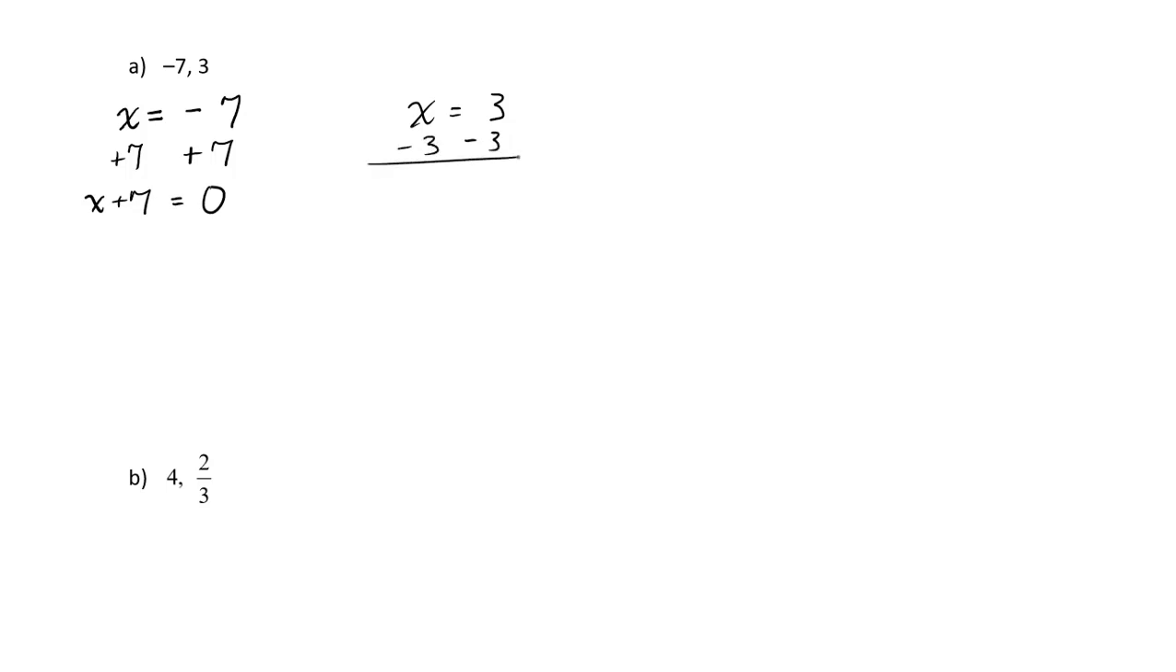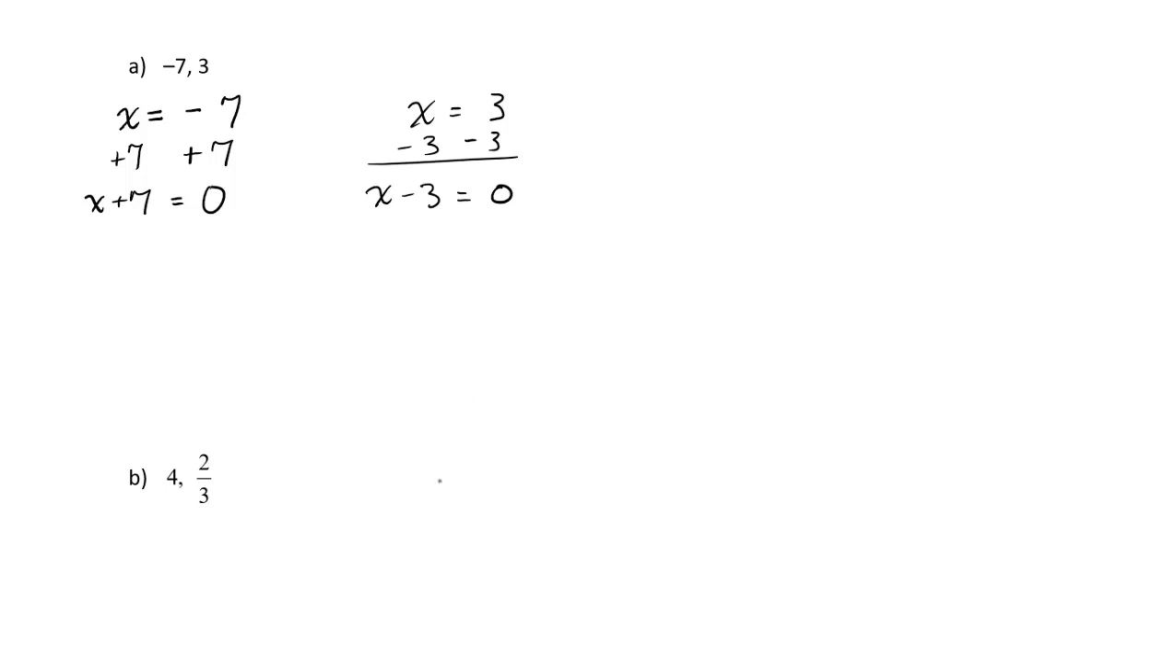Let's look at the first set of numbers. The first set of numbers is -7, 3. So -7 is one solution and 3 is the other solution. So I could rewrite these as x equals -7 and x equals 3. This is just better notation. And then from here we can set those two equations equal to 0 by adding 7 on the first equation to get x plus 7 equals 0, and on the second one subtracting 3. This gives me x minus 3 equals 0.